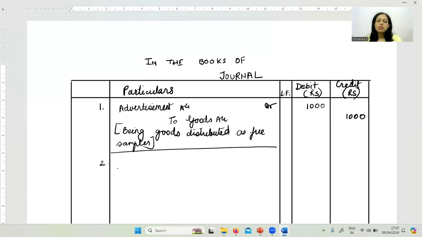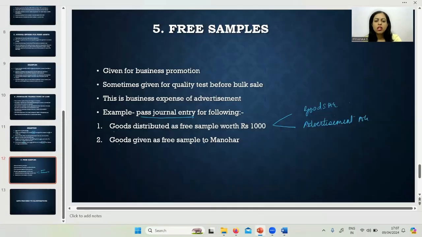So whom are you giving this particular free sample? You are giving it to Manohar. You are giving goods and you are paying for advertisement. Is any money recoverable from Manohar? No. So we don't need Manohar's account because we are not recovering anything from Manohar. It's just goods and again advertisement. So some people may get confused because there is some mention of a name. But even though the name is mentioned, it is not necessary to consider that name because it has no meaning. Unless and until there is something recoverable from him, we don't need to write his name, right?